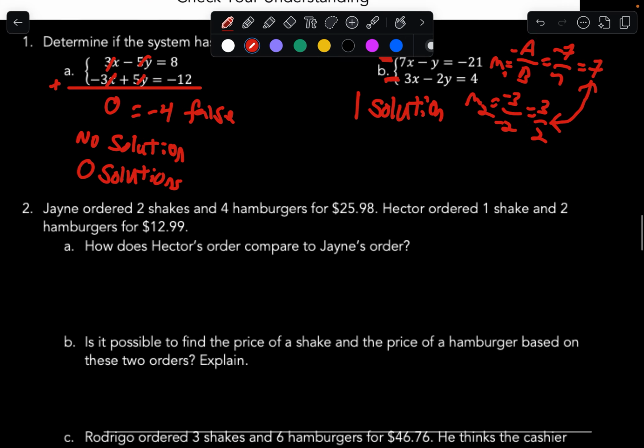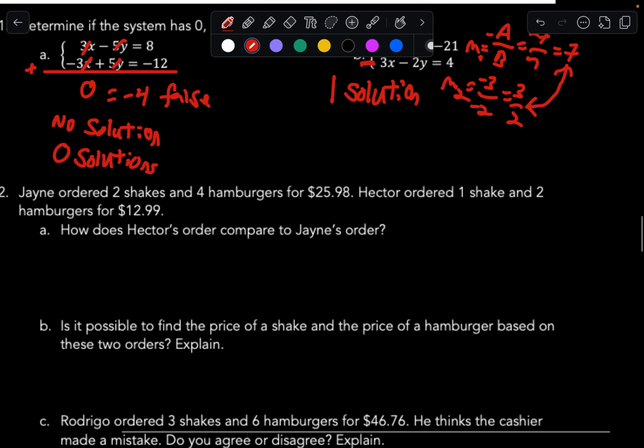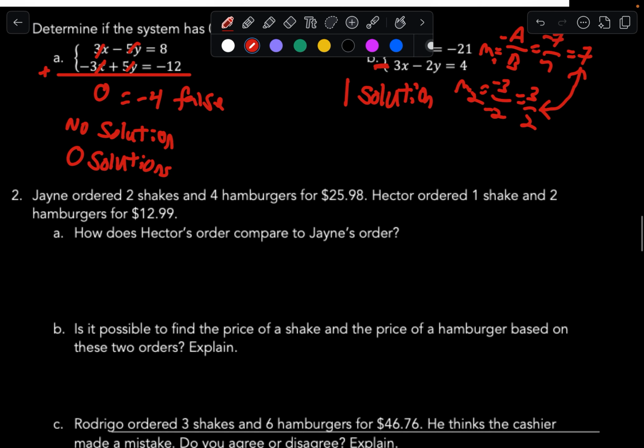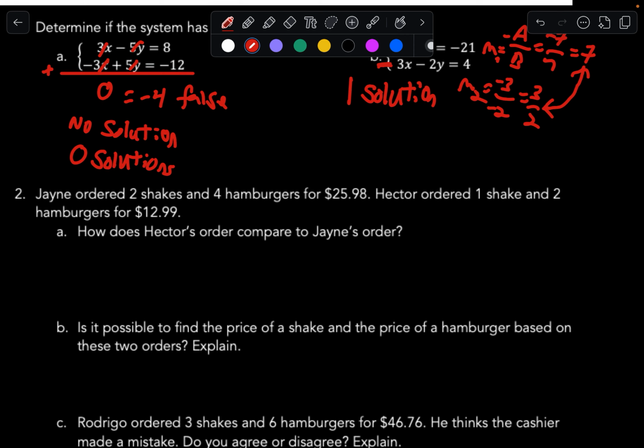Okay? Jane ordered 2 shakes and 4 hamburgers for $25.98. Hector ordered 1 shake and 2 hamburgers for $12.99. How does Hector's order compare to Jane's order? Well, if you look at this, the yellow is going to be Jane. You have 2 shakes plus 4 hamburgers equals $25.98. And then the green equation is Hector's, which is 1 shake plus 2 hamburgers, and he got charged $12.99.